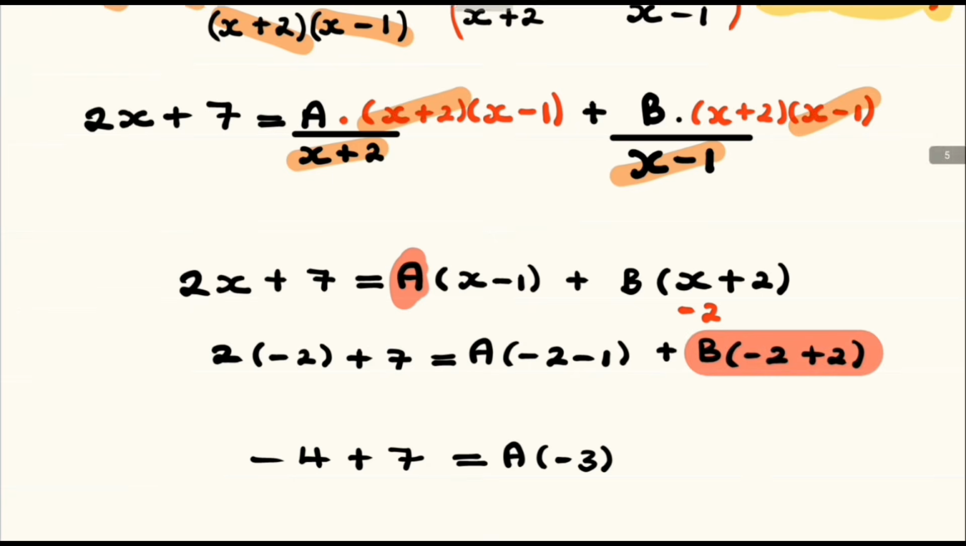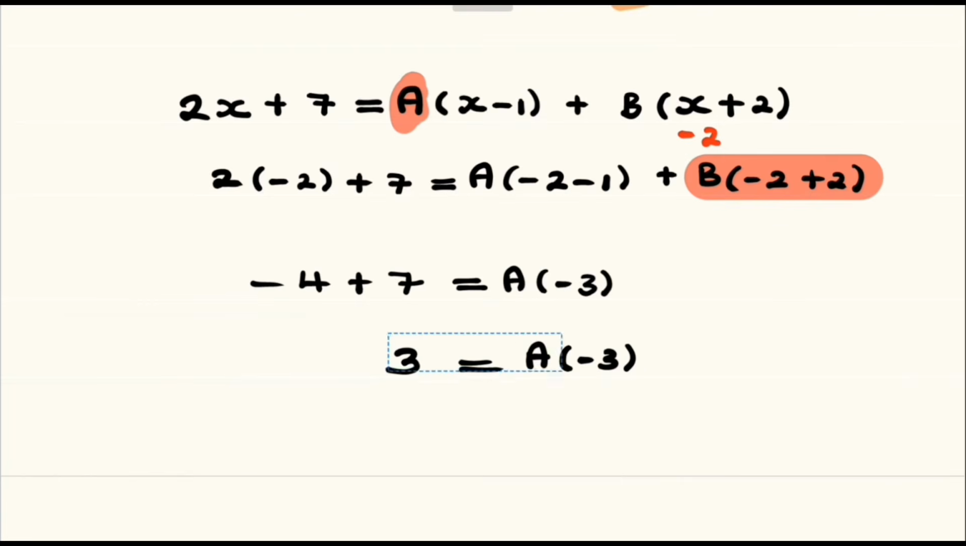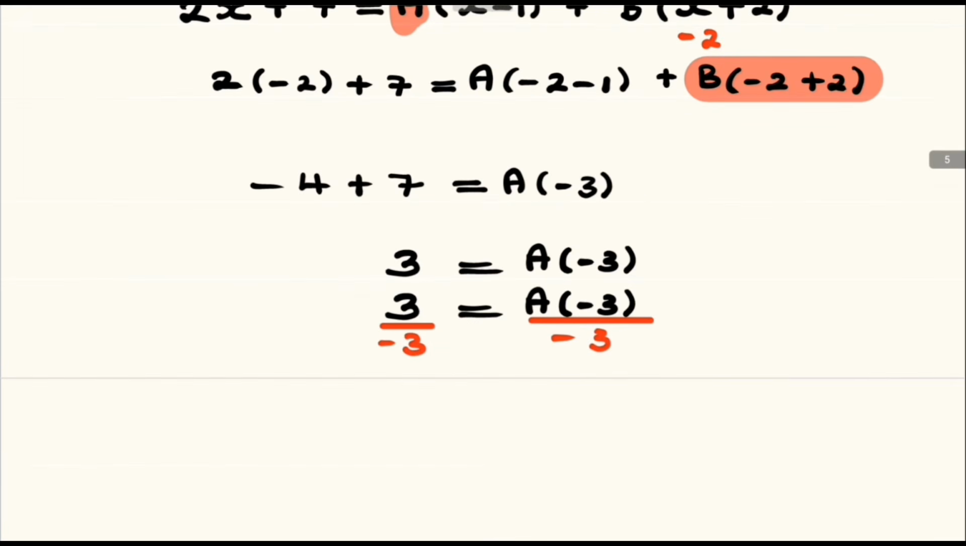So now, negative 4 plus 7 is equal positive 3. And we still have a multiplied by negative 3 on the right. Let's divide both sides of the equation by negative 3 to make a the subject of the formula. The numerical value of a will be equal 3 divided by negative 3, which is equal negative 1.